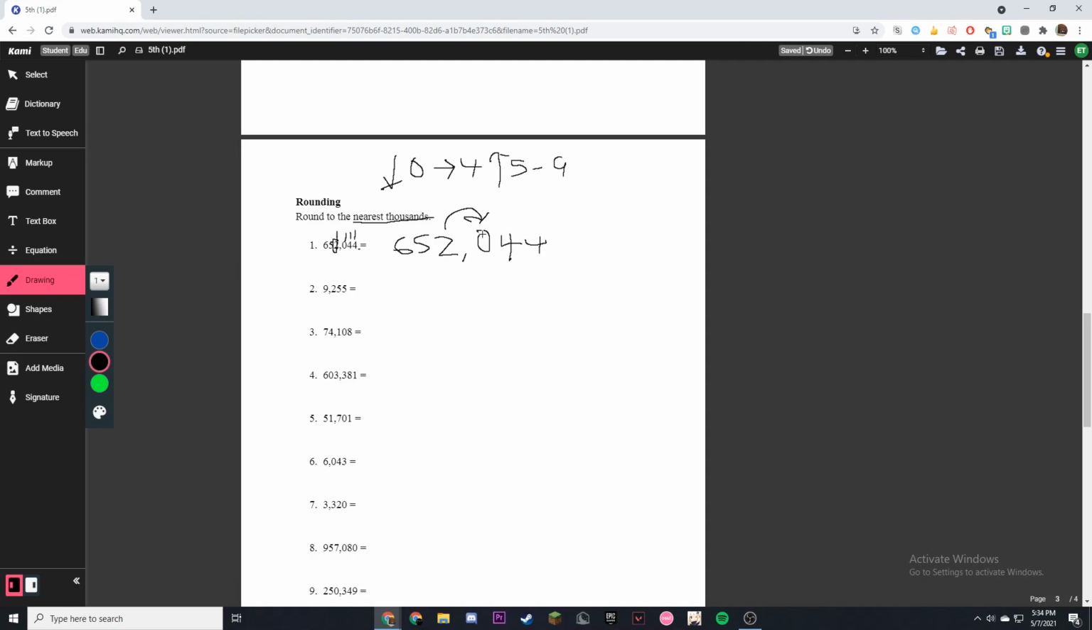Since the number is between 0 and 4, we just keep it the same and make everything else 0. So for number 1, we would get 652,000.